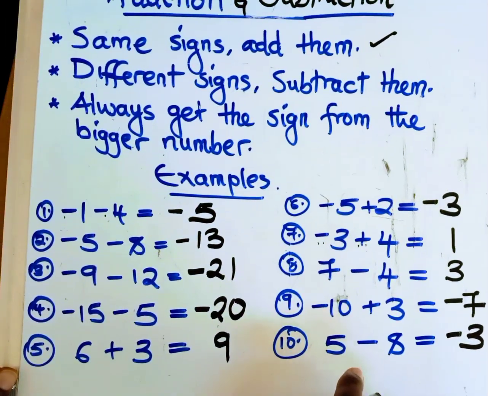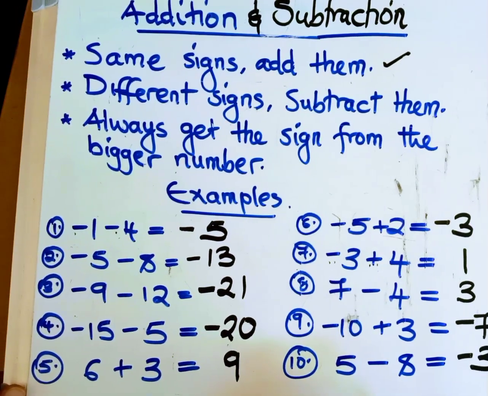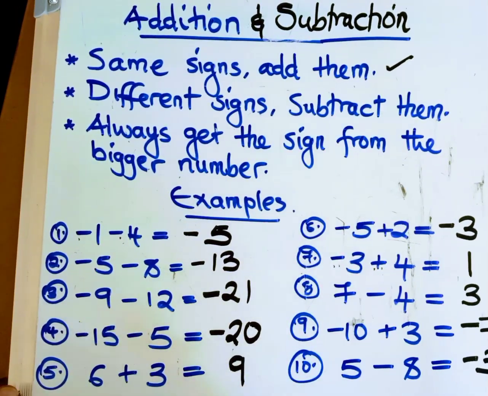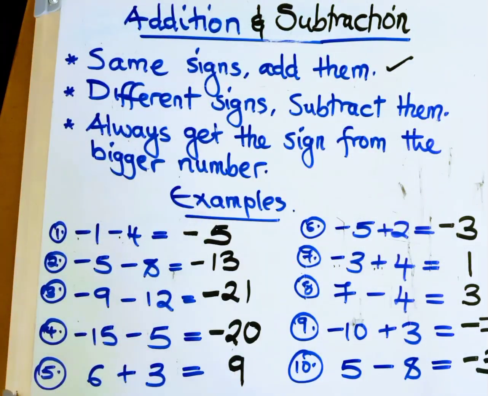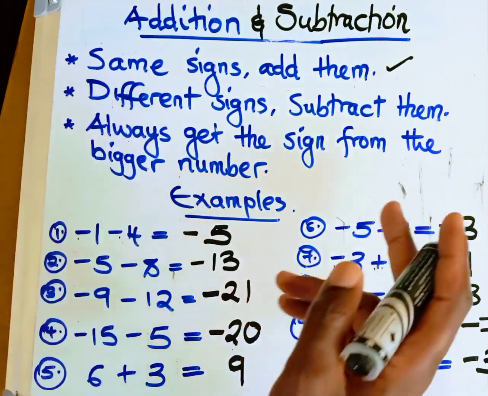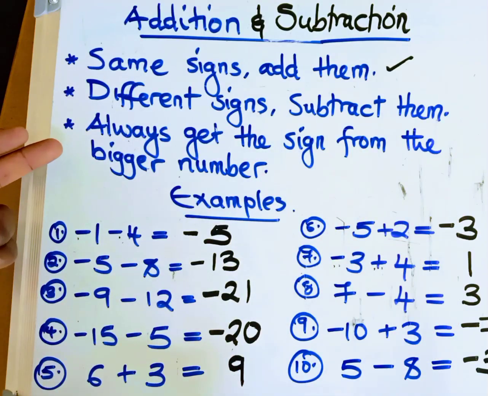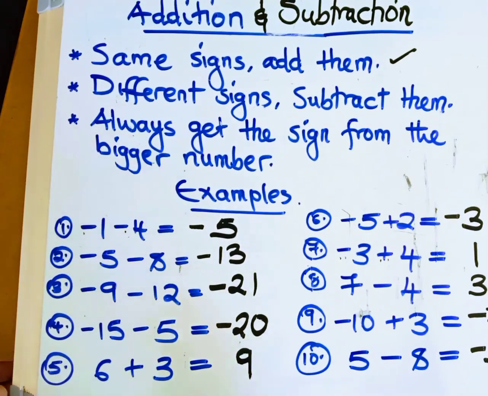Look at this. So you just follow these simple rules. Number one, same signs, you add. Number two, different signs, you subtract. The third one, you always get a sign from the bigger number. Okay, so you can rewind this video if you've not understood and replay it so that you get the point.